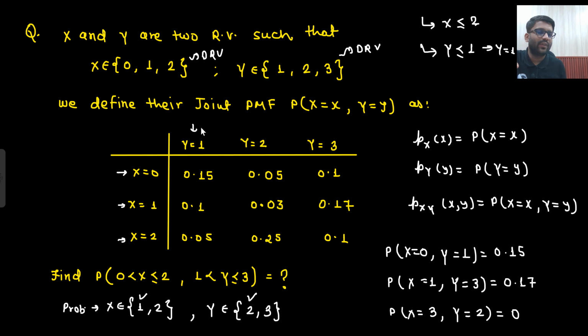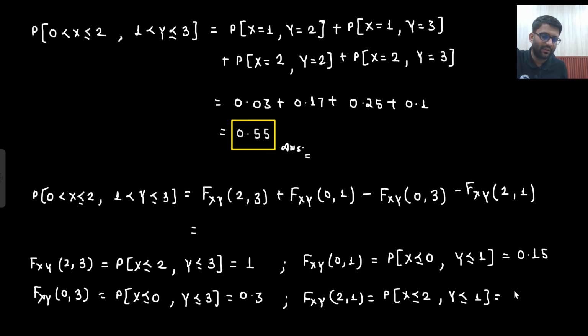Right? So x equals 0, y equals 1; x equals 1, y equals 1; x equals 2, y equals 1. So you add all of them. What will you be getting? 0.3. So 2, 3, this was 1, 0, 1, this was 0.15, minus 0.3, minus 0.3. So what you are getting? Minus 0.6, that would be 0.4, and the answer is coming out to be 0.55.